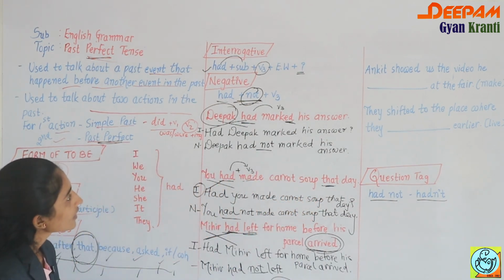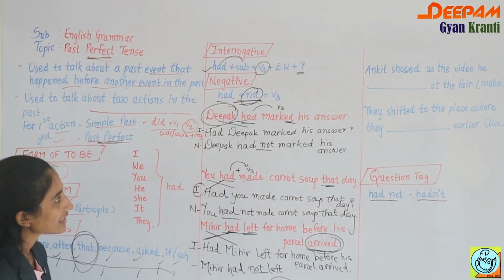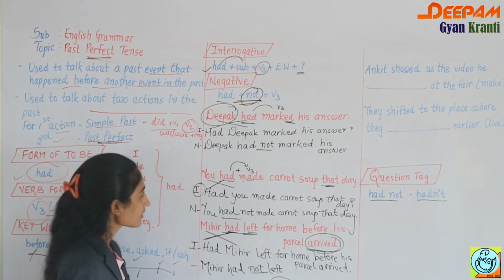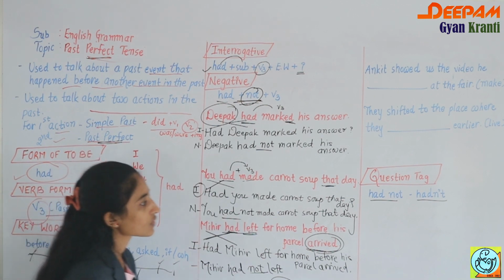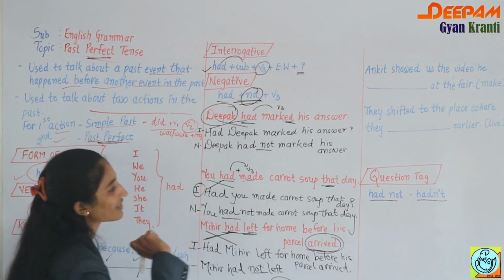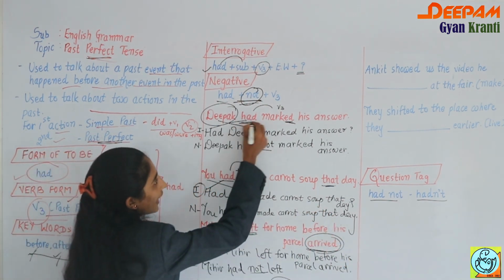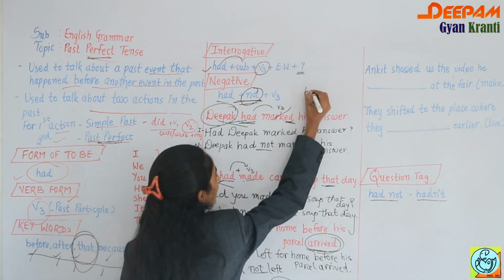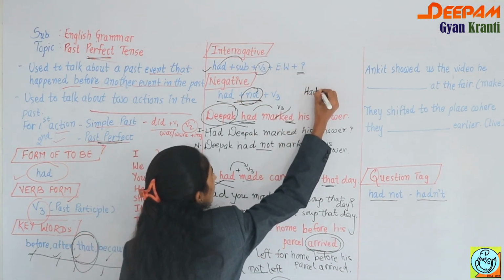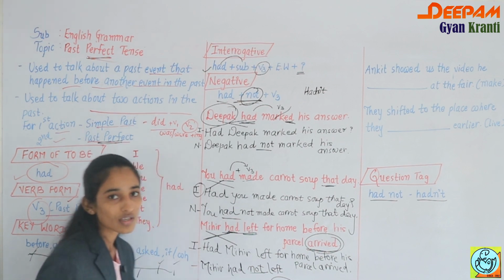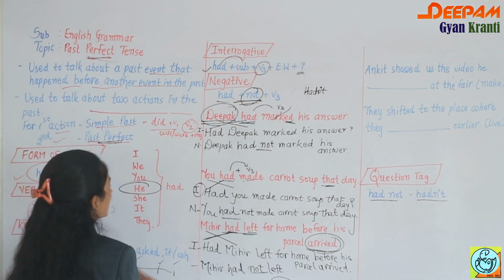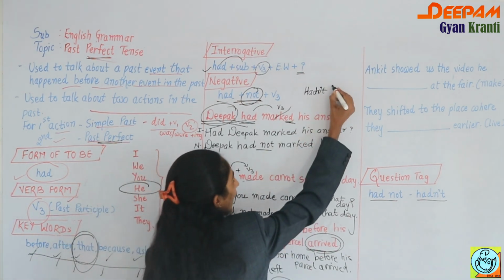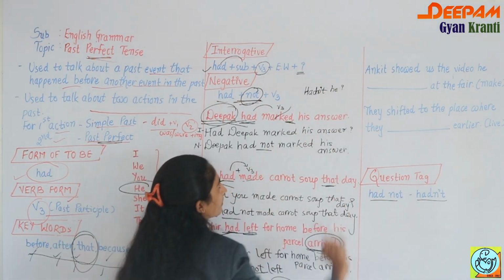So let's check. Here, Deepak had marked his answer, so the sentence is positive, see had. So what do we have to form? We have to form the question tag in negative. So had, so the question tag is negative, so hadn't. Okay, and then we have to use a pronoun. So for Deepak, which pronoun do we have to use? Third person singular, so he. So hadn't he, question mark.